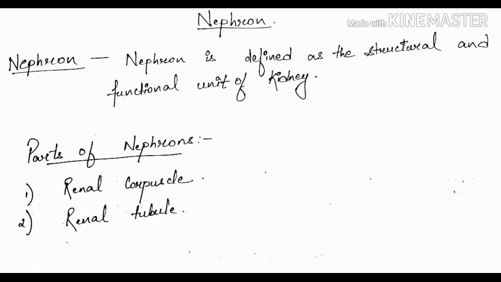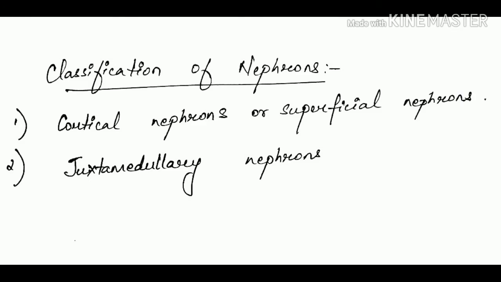The nephron is formed by two parts, a blind end called the renal corpuscle or the Malpighian corpuscle, and a tubular portion called the renal tubule. The renal corpuscle is situated in the cortex of the kidney, and based on their situation, the nephrons are classified into two types, the cortical nephrons or the superficial nephrons, and the juxtamedullary nephrons.